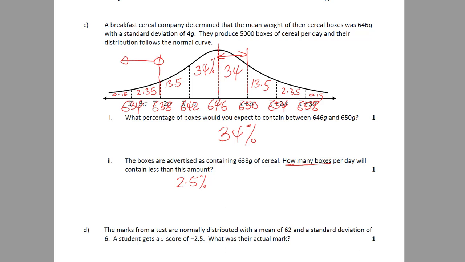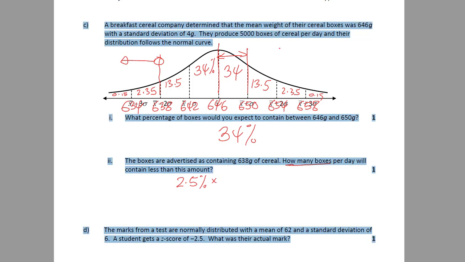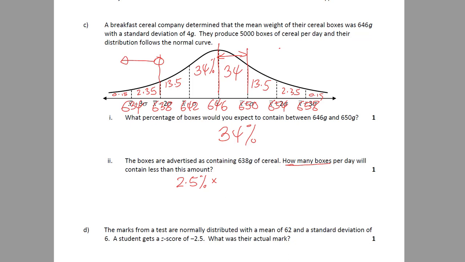Okay. How many boxes? Well, there's 5,000 boxes of cereal per day and 2.5% of them underweight. I'll just do it manually. 2.5% means 2.5 on 100 times 5,000. I can lose a couple of zeros. 2.5 50s. Well, 2 50s is 100. Half of 50 is 25. That's 125 boxes per day.